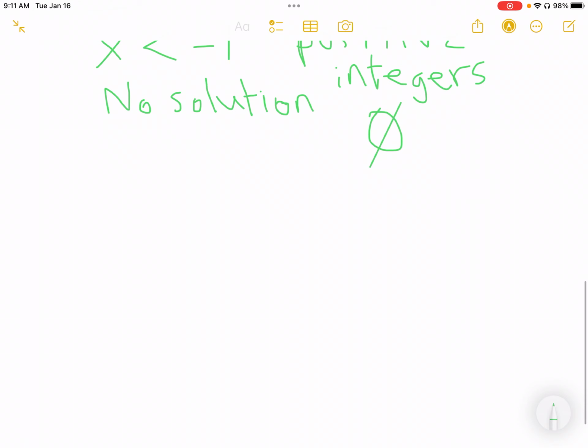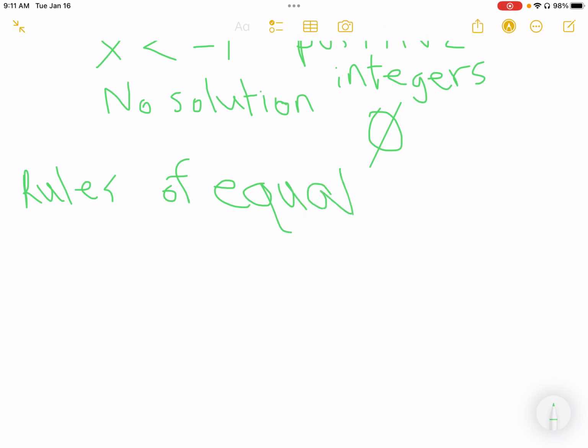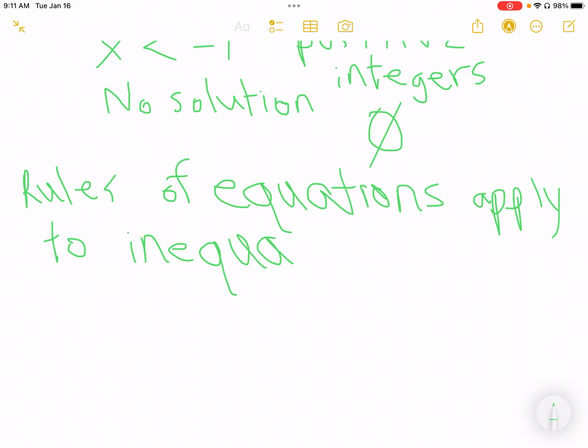All right, now let's talk about solving inequalities. The rules of solving equations apply to inequalities. Trying to write faster here, my pen.